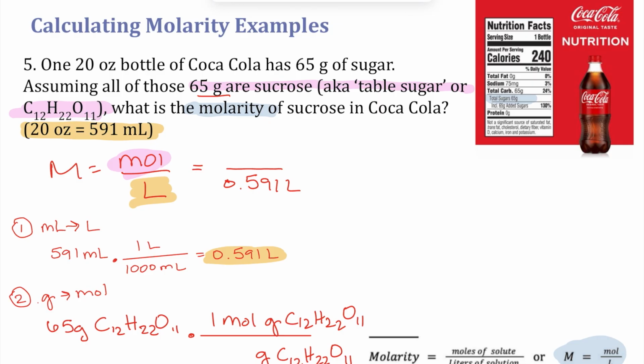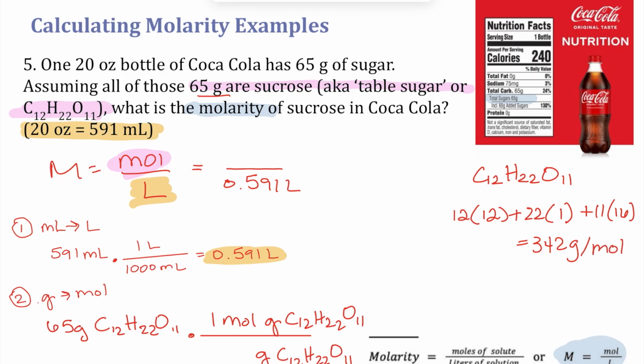So finding the molar mass of that sucrose, C12H22O11, I've got 12 carbons. Each carbon has a mass of 12. I've got 22 hydrogens, each has a mass of 1. And I've got 11 oxygens, each has a mass of 16. And I get 342 grams per mole is the molar mass of sucrose. So let's put 342 in the denominator there.